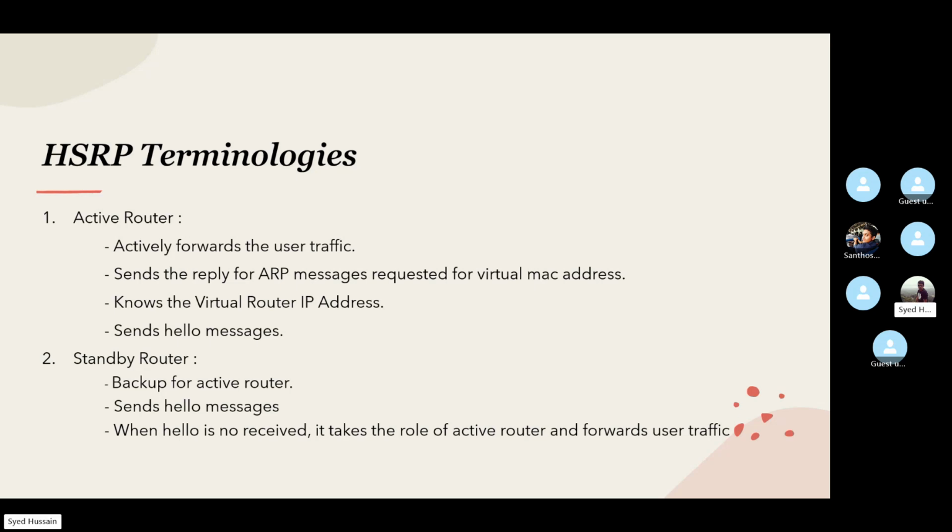It sends hello messages, the same as the active router. When hello is not received, it will take the role of the active router and forward the user traffic. So if there is no hello from the active router for 3 seconds, it will wait up to the 10 second hold timer. If there is no response, if there is no traffic from the active router, it will take the role of active router and forward the traffic. This is what HSRP does; this is called redundancy.